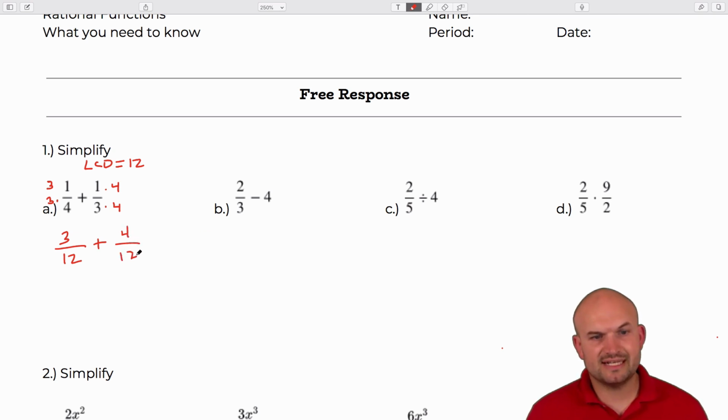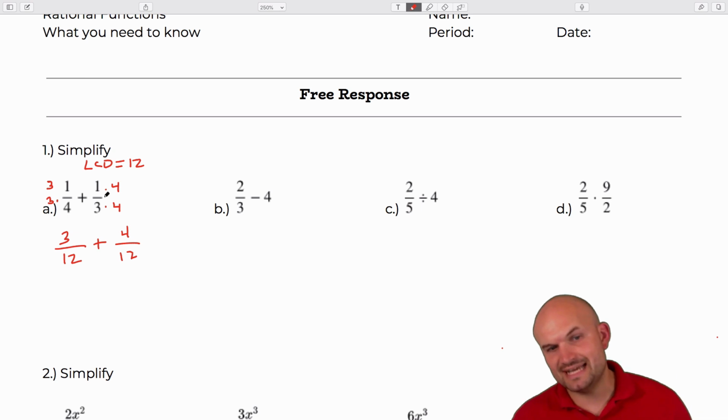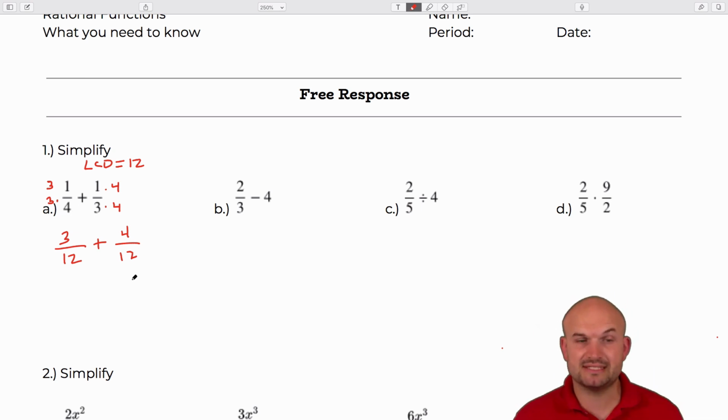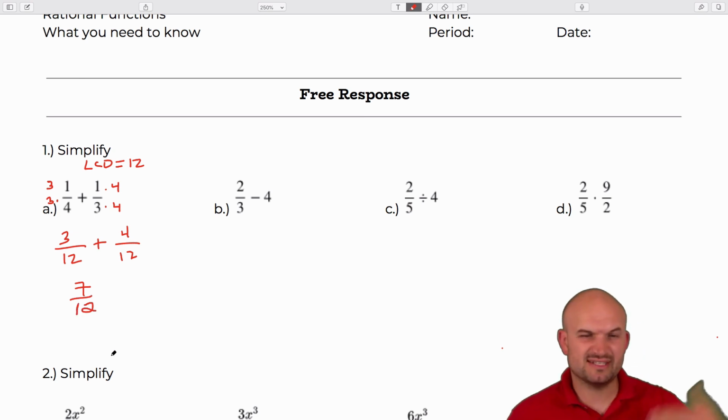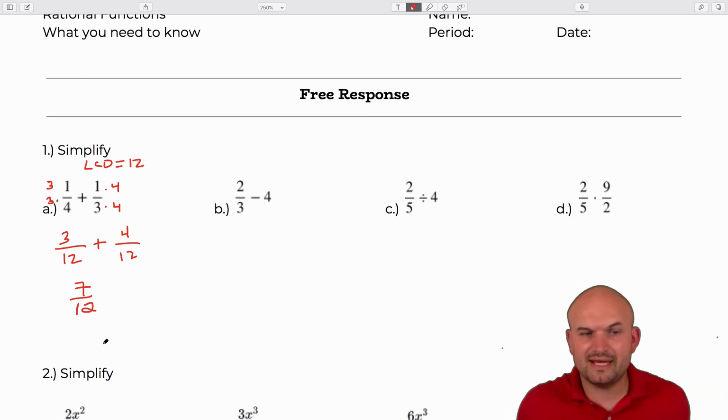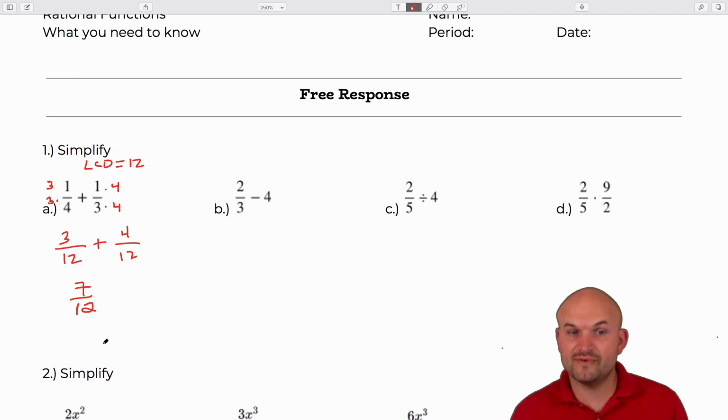So you can see what I did is I multiplied by the value that's going to get my denominator to be the least common denominator. And now I just apply my operation of addition to my numerators, which is going to give me 7 twelfths. And just remember with fractions, we always want to see if you can simplify it further, which in this case we can't, so we're good to go. Let's go and move on to the next one.